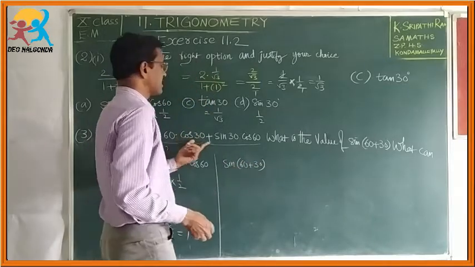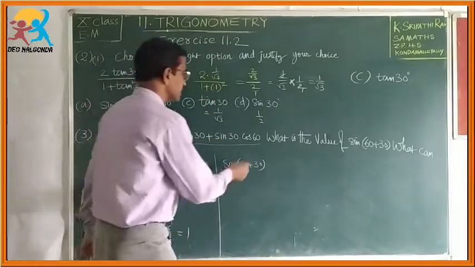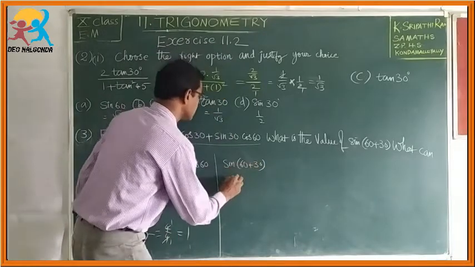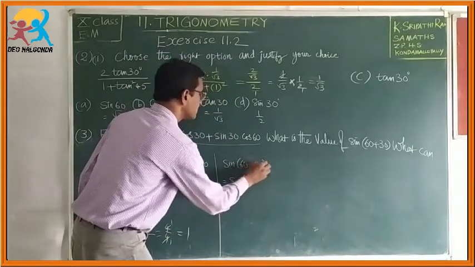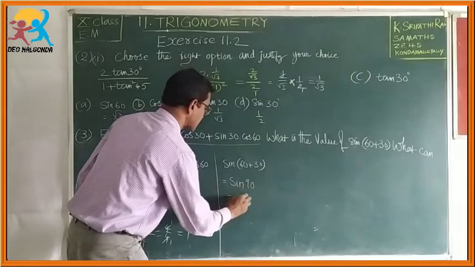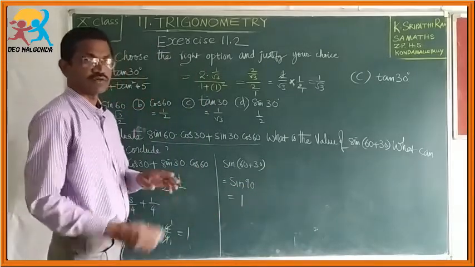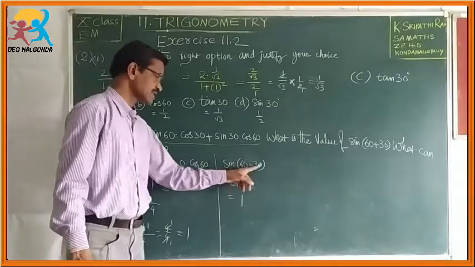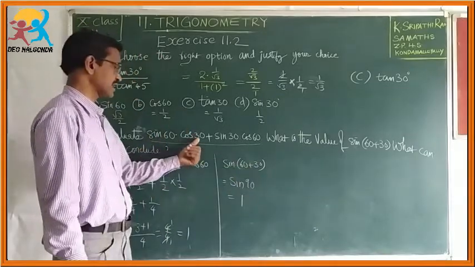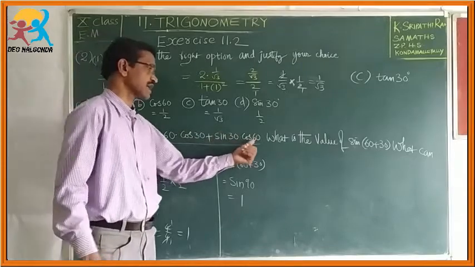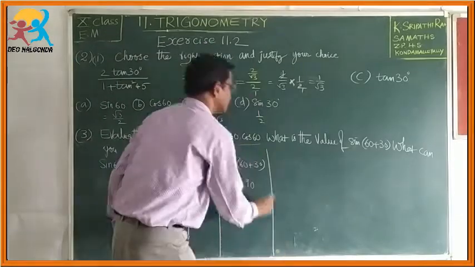This total trigonometric value is 1. Here sin(60 + 30): 60 plus 30 is equal to 90, and sin 90 is also 1. So both are equal. So we can conclude that sin(60 + 30) is equal to sin 60 cos 30 plus sin 30 cos 60. So we have to write it like this here.